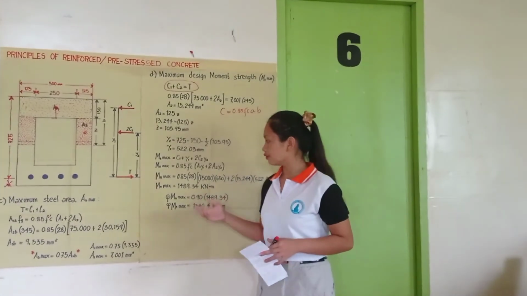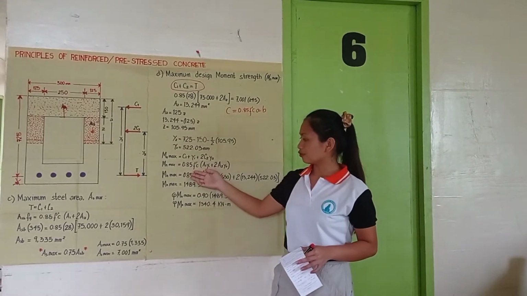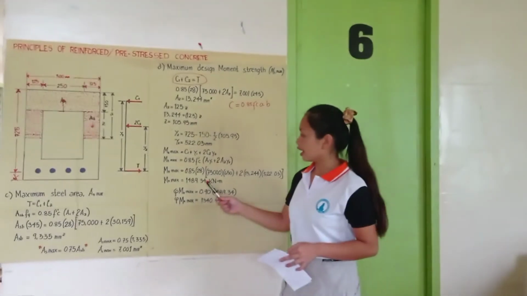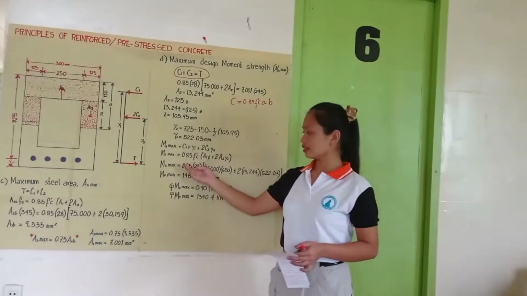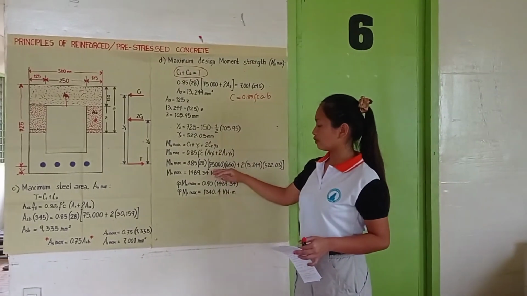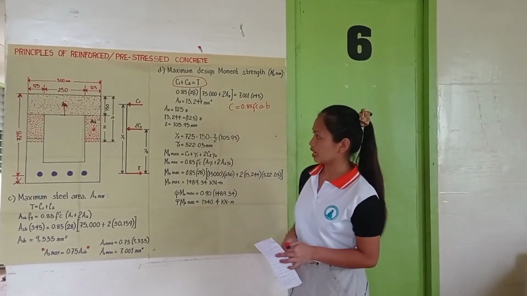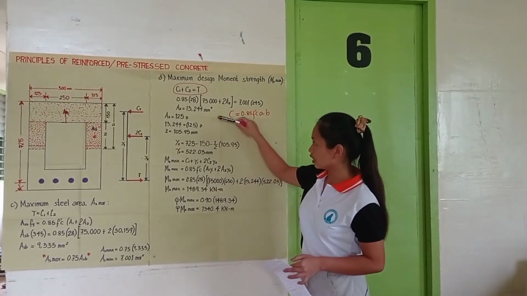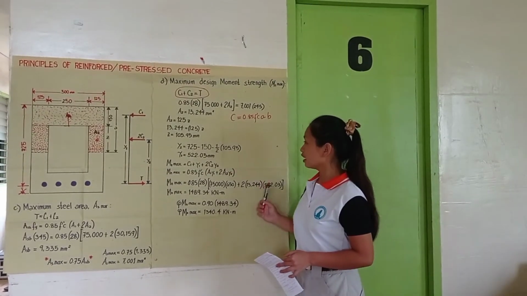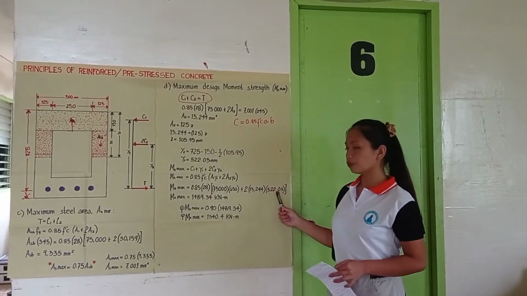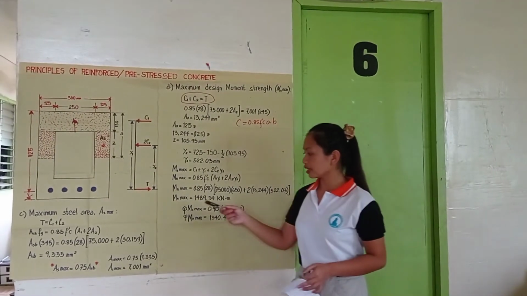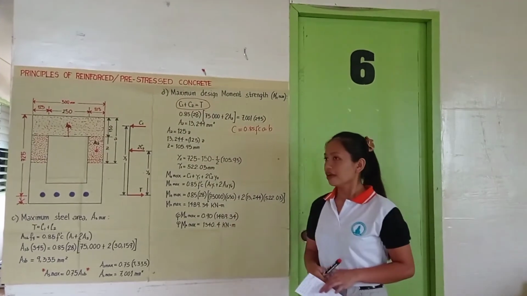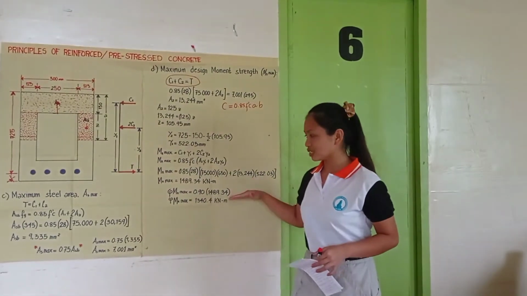So we will substitute all the values here, using the old values for A1 and Y1 and the new values for A2 and Y2. So Mn max is equal to 0.85 times 28, the compressive force, times 75,000 times 650, that is A1 Y1, plus 2 times new A2, that is 13,244, times new Y2, that is 522.03. So our Mn max here is 1,489.34 kilonewton meters.